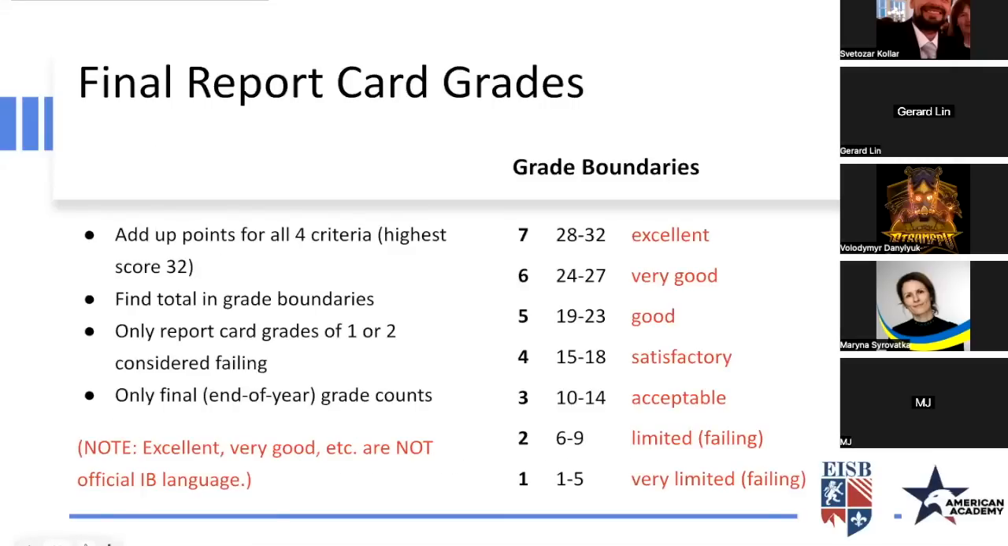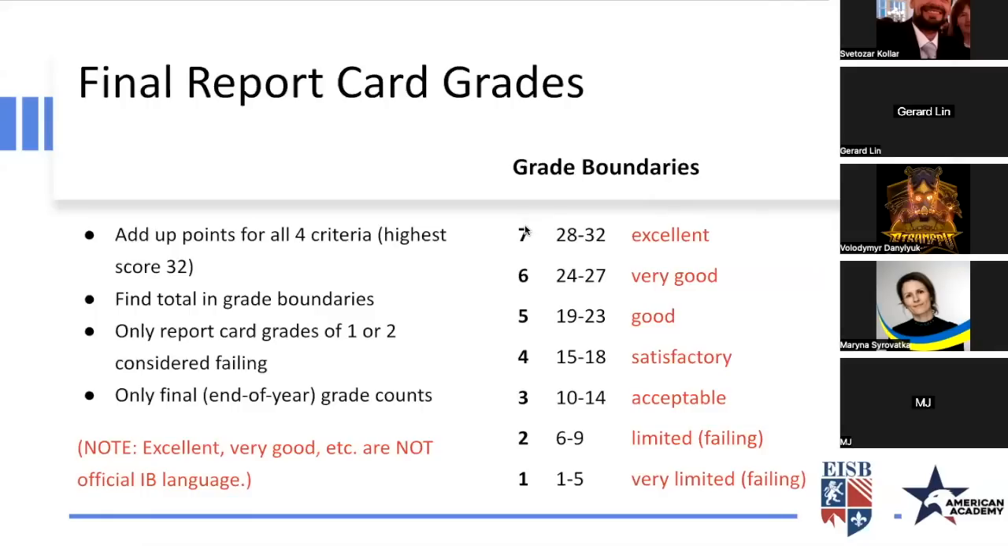And then we take all the grades for each criterion. So at the end of the year we have a grade for criterion A, criterion B, criterion C, criterion D, and then we add them up. And if you have all 8s, for example, you would get 32 points, which equals 7.